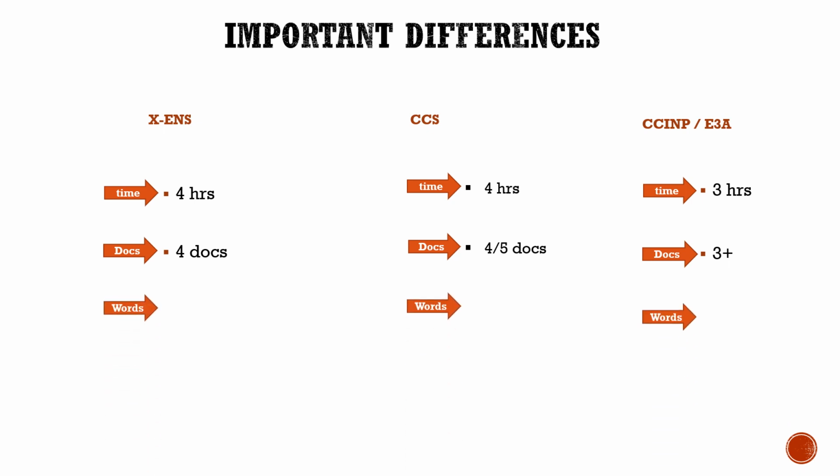The last is the word limit, or the number of words you are allowed to write. So for ENS, you'll be asked to write between 600 and 675 words, and for CCS you'll be asked to write around 500 words, and for CCP you will write 400 words. Of course, in any of the tests, there is a margin of 10% of the number of words given, more or less.